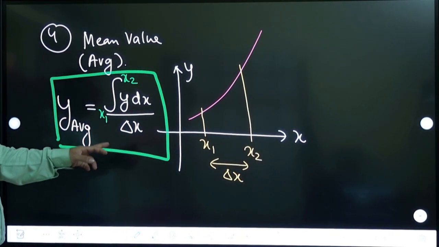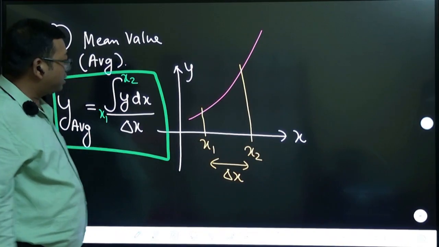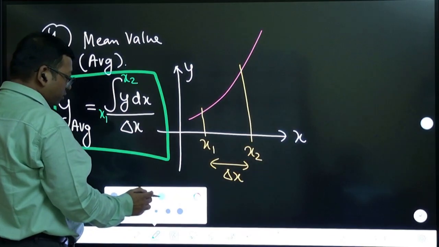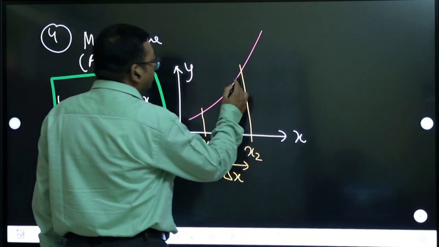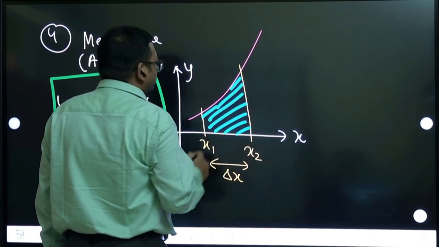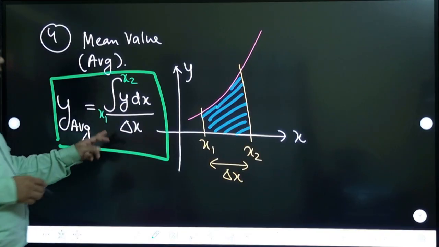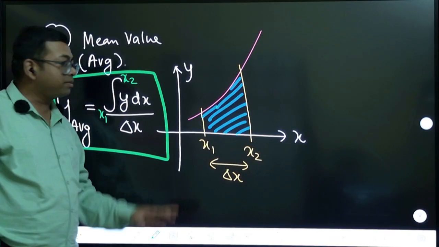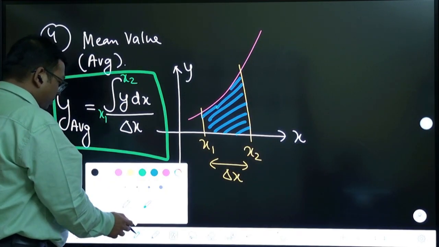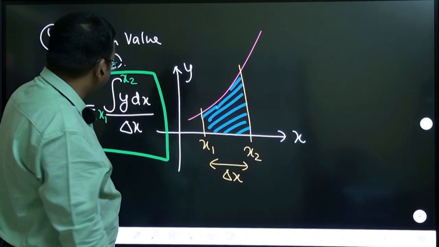So if they ask for the average, you can calculate the area under the graph, because you know integration of y dx means area under the graph. So this area is this integration. Just calculate this area divided by delta x, and that will give us the average. Now it's important. Let us try to do some calculation. Let's see in physics.